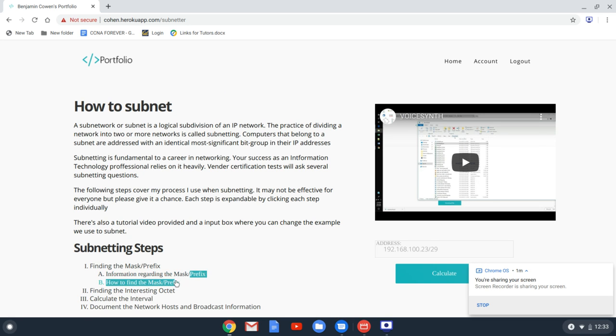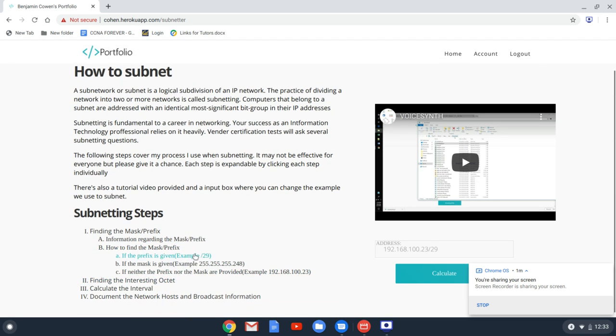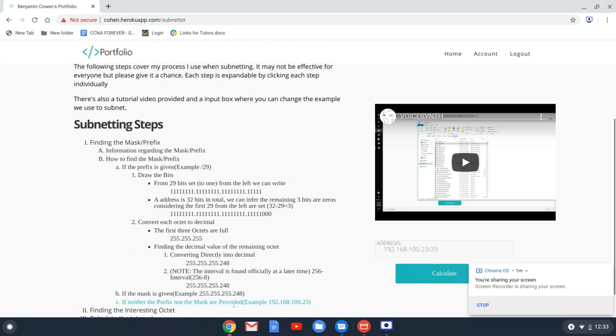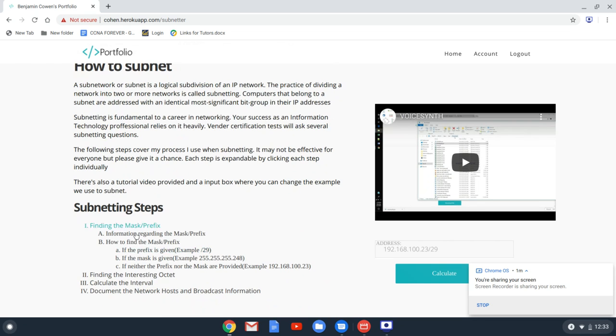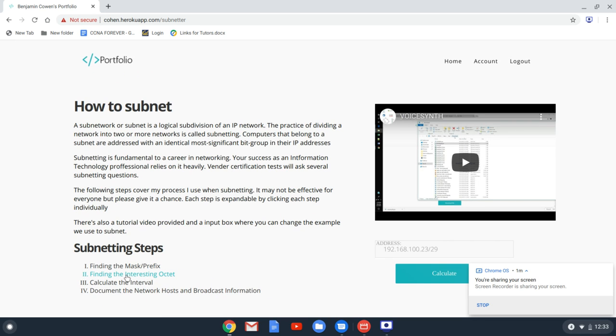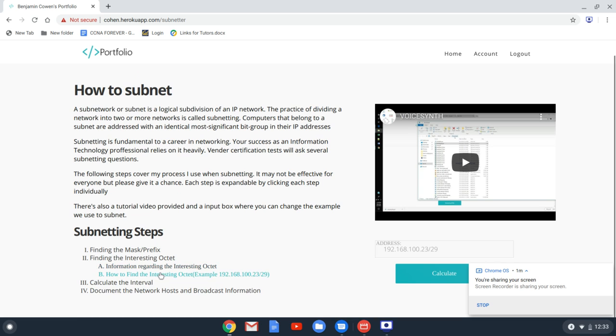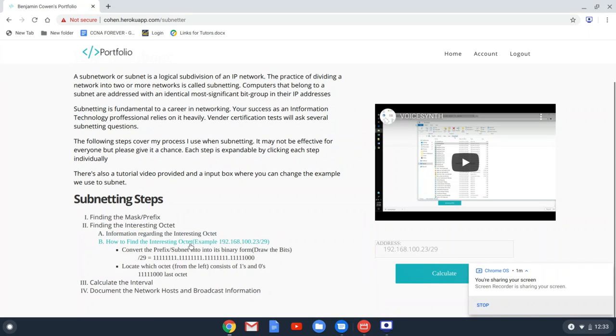So, how to find the mask, depending on what was given in this problem. The CIDR was given, so how would you find the mask or prefix, depending on what was given? If nothing was given, the math associated. And then if you get the mask and prefix correctly, how to find what the interesting octet is, what process you use to find what the interesting octet is, what the interesting octet means.